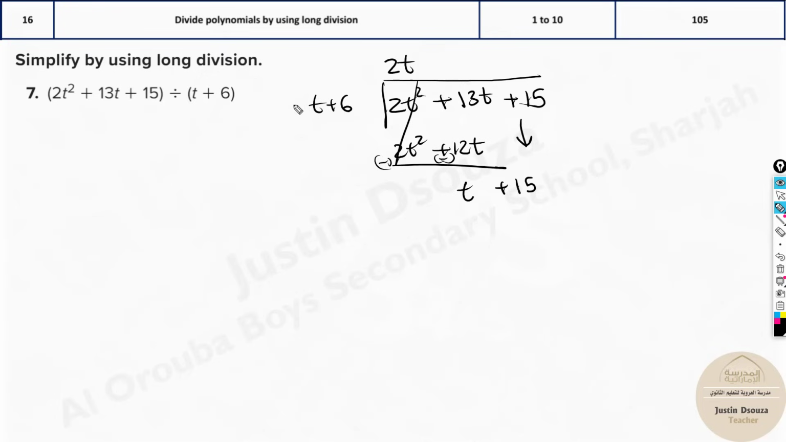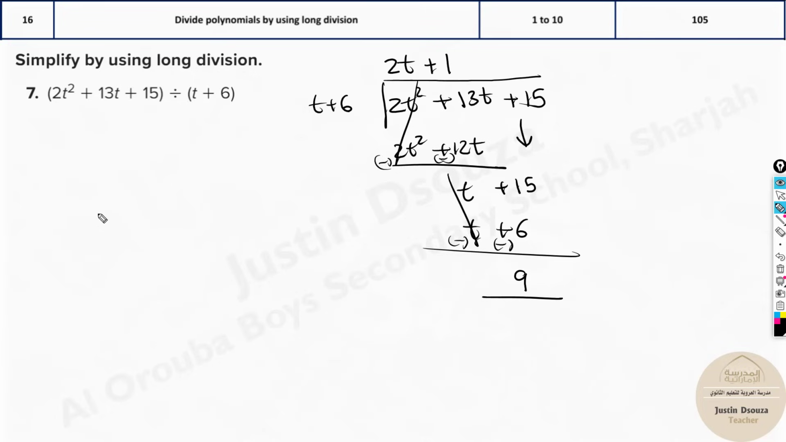Now what next? We have t here, we have t here. So what are you going to multiply it with? There must be a number. It's 1, because t times 1 is t itself. And 6 times 1 is 6. Now we change the signs, this cancels off. But what happens here is 15 minus 6 is 9. So the remainder is 9.